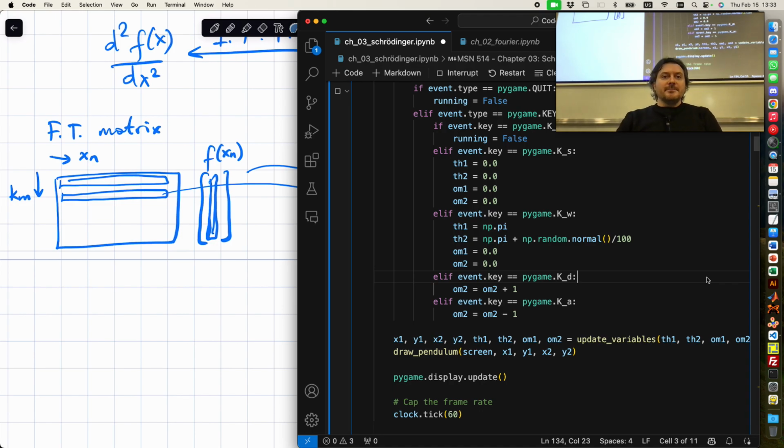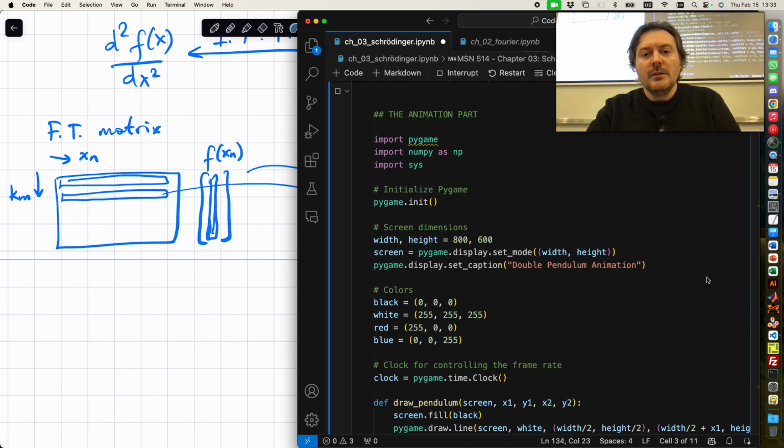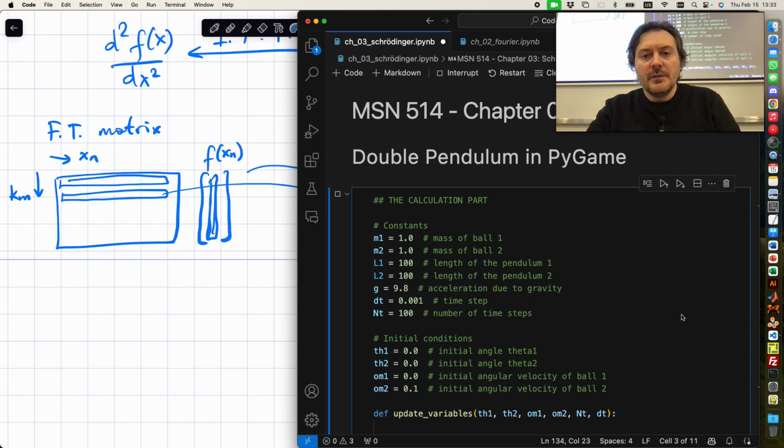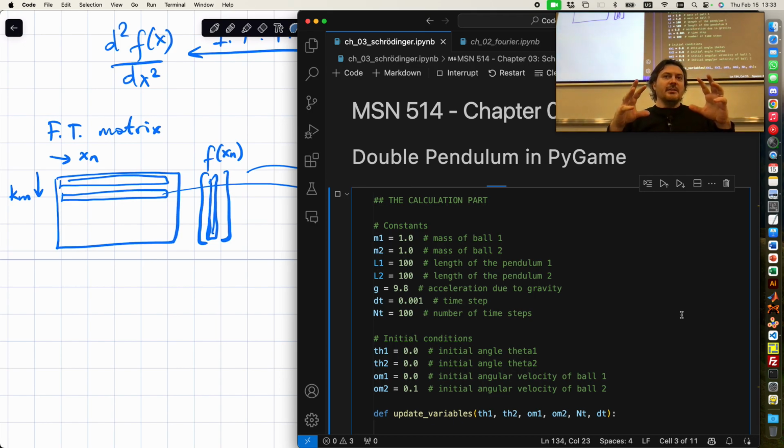Something fun. And I needed this because I wanted to have an animation and also be able to play with it with keyboard. After spending hours and hours trying different things, I realized that the best way to do this is PyGame.